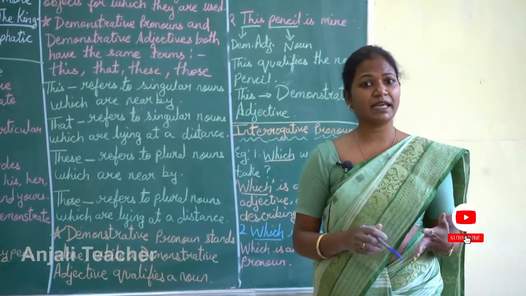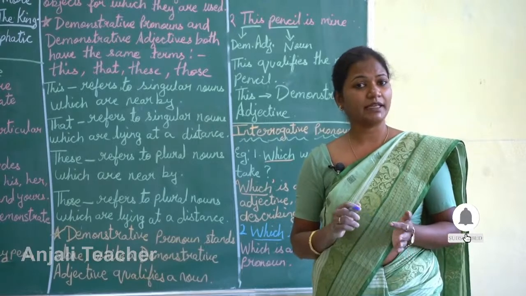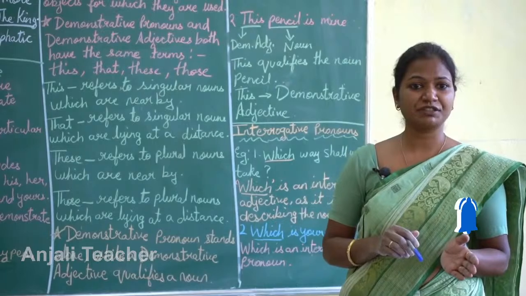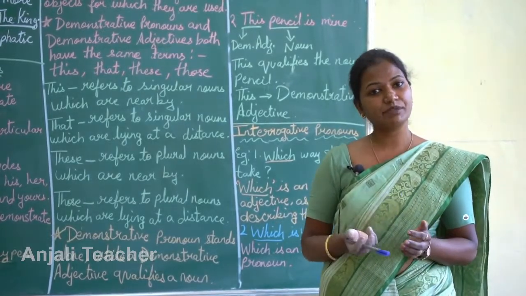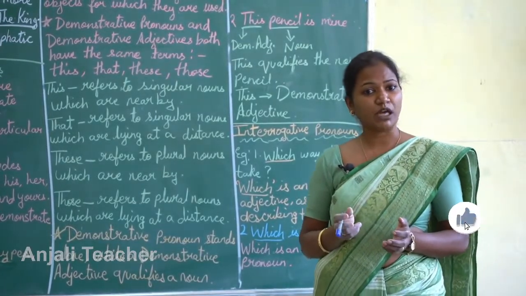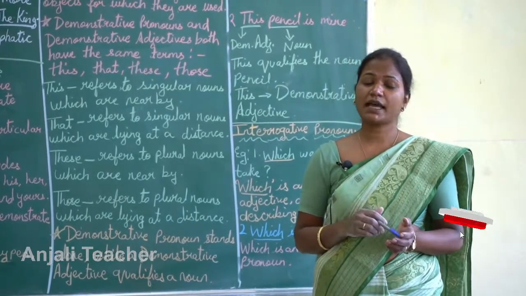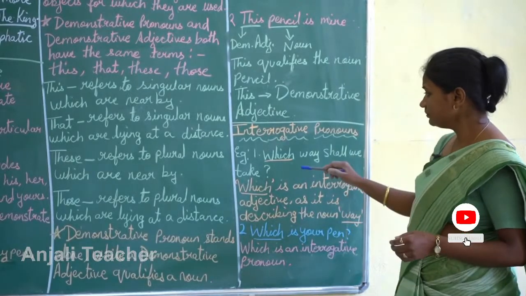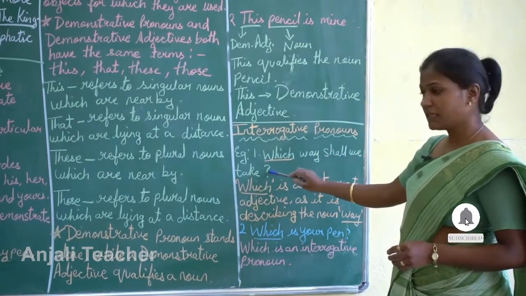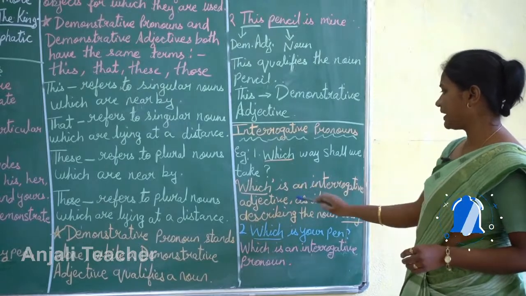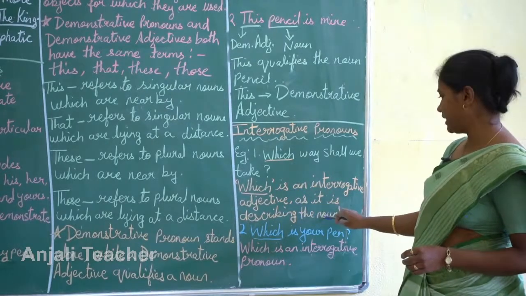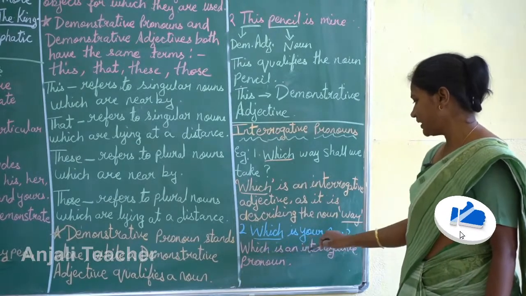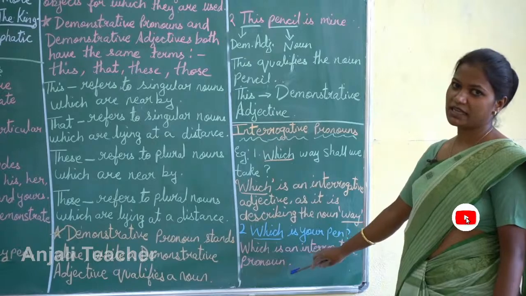Now the difference between an interrogative adjective and an interrogative pronoun is this: an interrogative adjective asks a question and describes a noun, but an interrogative pronoun asks a question but stands alone. It does not describe a noun. Now see the example. Which way shall we take? Which is an interrogative adjective as it is describing the noun way. Which is your pen? Here which is an interrogative pronoun as it stands alone.